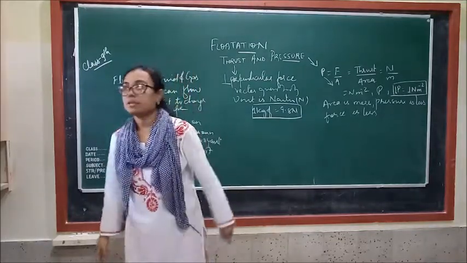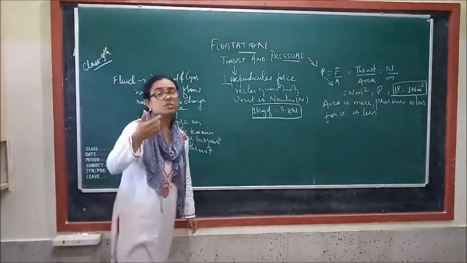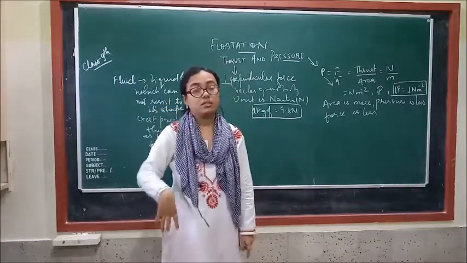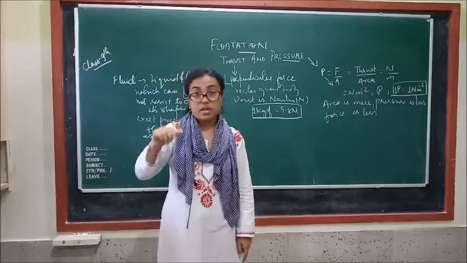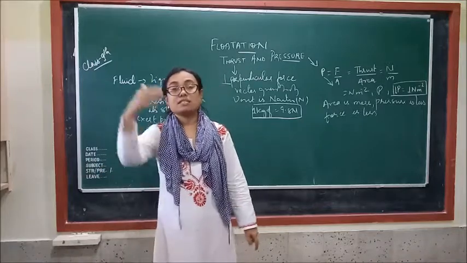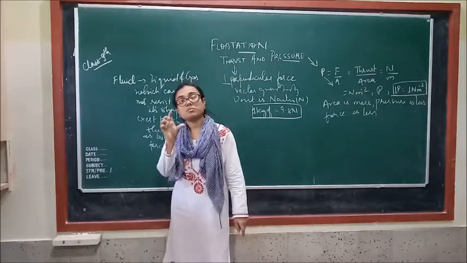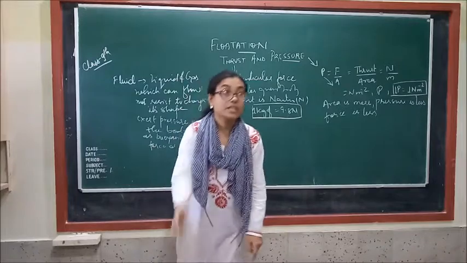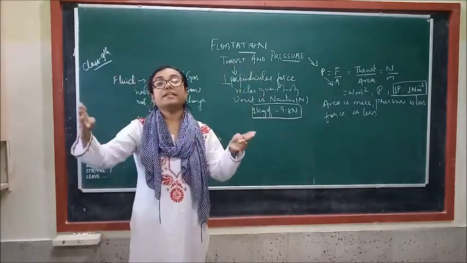The third example is the sandal. In a sandal, there is a heel. If the heels are broad, it is easy to walk on a road, because the area is more and the pressure is less. But in a pencil heel, the area is less and the pressure is more.